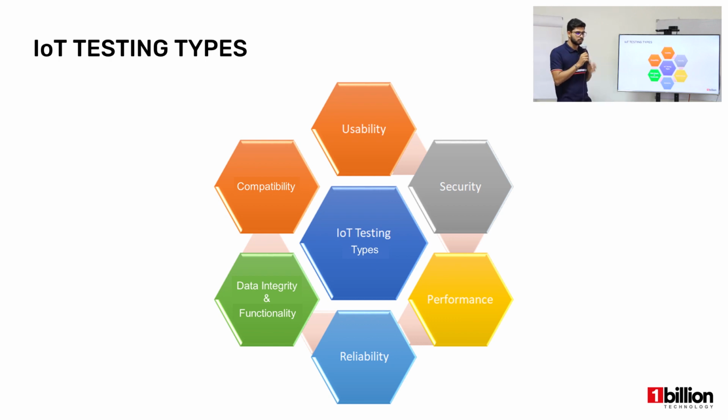So now let's talk about the testing types of IoT. As you can see in this slide, there are so many testing types like usability testing, security testing, performance testing, reliability, and so on. I'm not going to explain each and every testing type now. I will only describe the most important testing types here. The first one is data integrity and functional testing. So what is data integrity testing? Data integrity testing is the process in which we verify the accuracy, the quality, and the functionality of data within an organization's database or data warehouse.